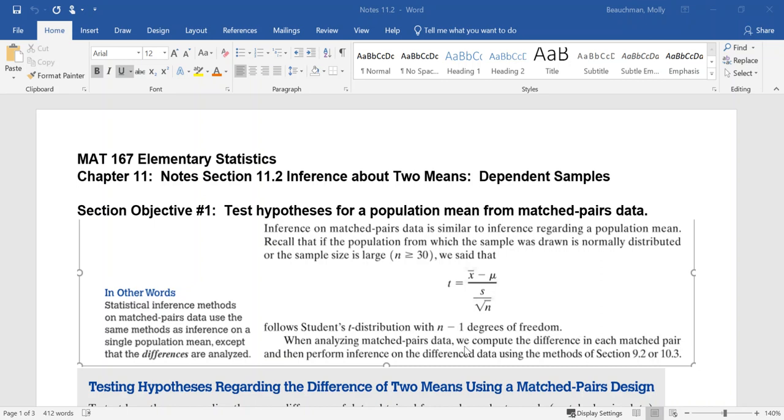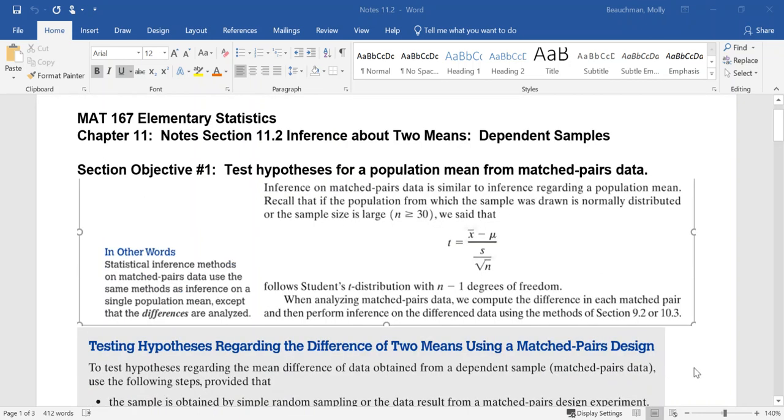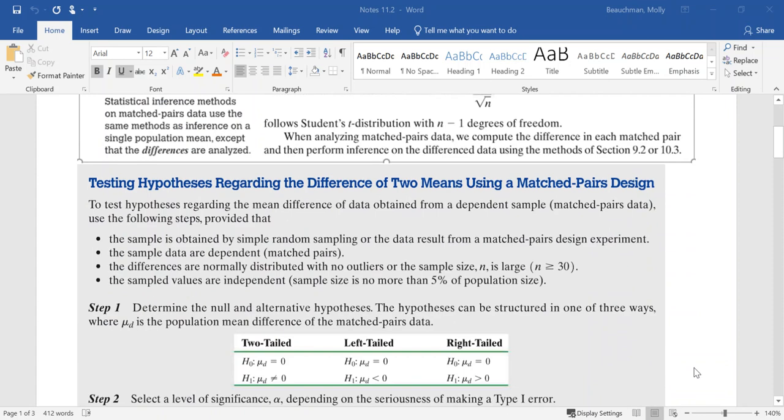So we're going to analyze matched pairs data. We're going to compute the difference in each matched pair and then perform inference using methods of section 9.2 or 10.3. So how do we know if it's matched pairs or not?